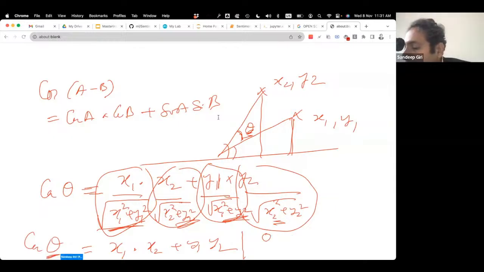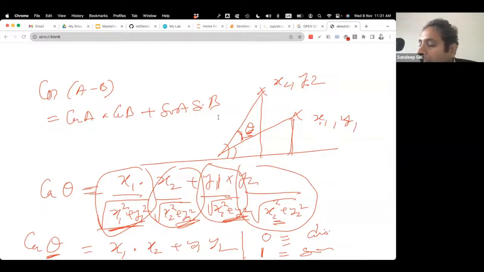Angle is 90. That means it is very dissimilar, okay? And if this turns out to be 1, that means the angle is 0. That means similar. So pretty simple. All you need to do is multiply x1 with x2, y1 with y2. If this turns out to be more, it's more similar. If it turns out to be less, it means less similar.